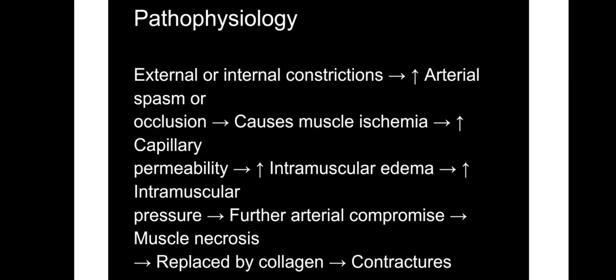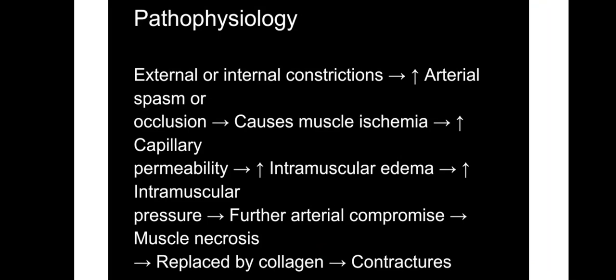Now what's the pathophysiology? So when there is an external or internal constriction, it can lead to arterial spasm or occlusion, right? So there will be an arterial occlusion which can result in muscle ischemia. Ischemia means lack of blood supply to the muscles due to arterial occlusion. So when there is muscle ischemia, it can increase capillary permeability. And when the capillary permeability increases, it can result in increased intramuscular edema. Edema means increase in fluid in the interstitial space. So when there is intramuscular edema, it can cause a rise in intramuscular pressure.